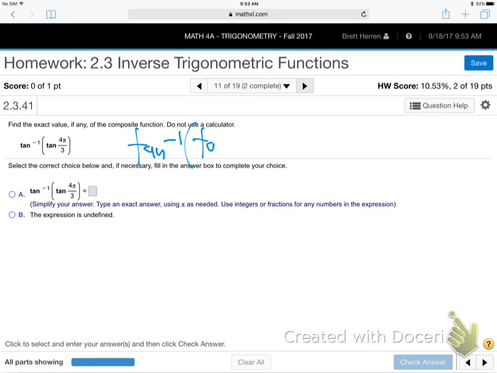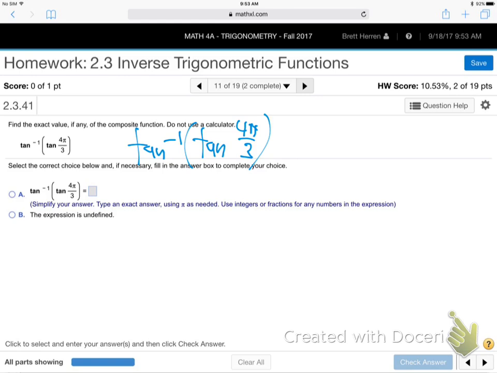Tan inverse of tan of 4π/3. All right, let me give you a second. So the first question you want to answer: you'd like to say maybe it's just 4π/3. Maybe they just cancel and the answer is 4π/3. Maybe not. First decide if 4π/3 is an angle or an answer.